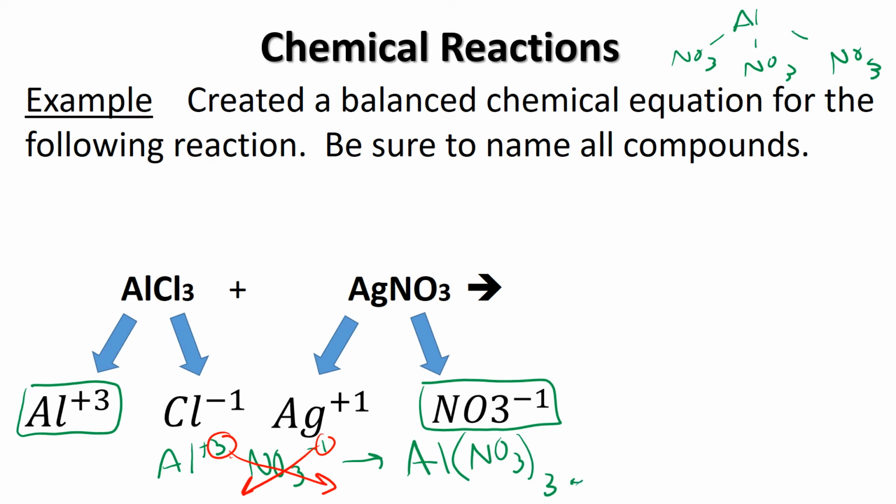That's our first product. Our second product is going to be silver and chlorine. They each have charges of 1. So that should make this nice and easy.